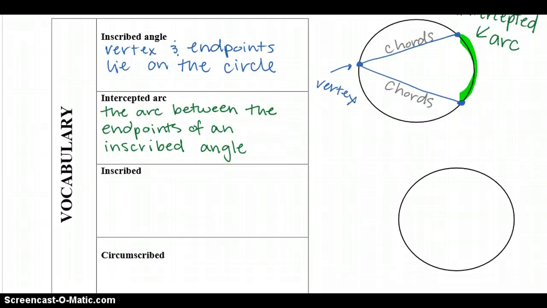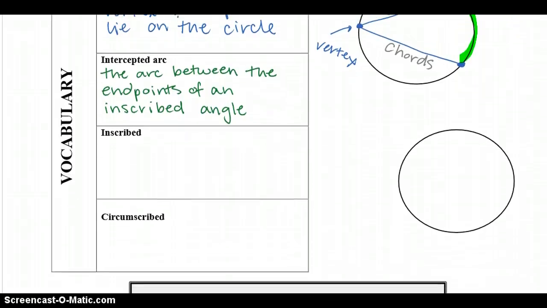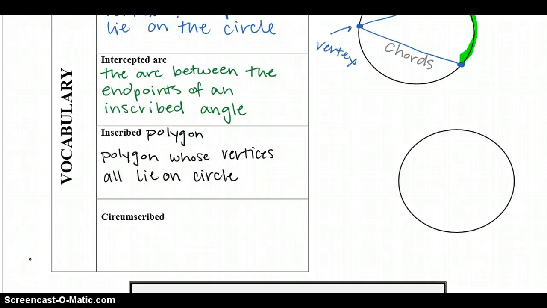Alright, so next set of definitions here, we also are going to talk about an inscribed polygon. That is a polygon whose vertices all lie on the circle. So we can draw any polygon, a triangle, a quadrilateral, a pentagon, but all of the vertices have to lie on the circle. And then the sides, you notice, are also all chords of the circle.